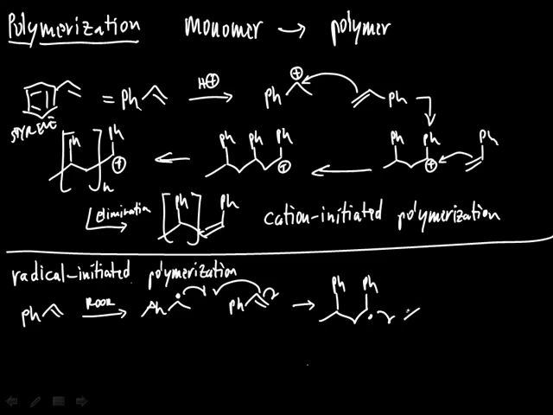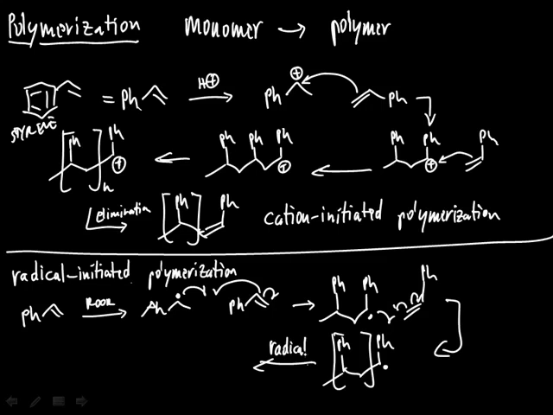which will then keep reacting with additional styrene molecules until eventually we get a polymer which has a very large number of repeating units and a radical at its end. And this can now undergo radical recombination, the same way we've seen in termination of, say, radical fluorination, to give us the polystyrene molecule. The textbook also gives an example of anion-initiated polymerization, which occurs through, again, a different mechanism, and again gives us the same molecule of polystyrene.